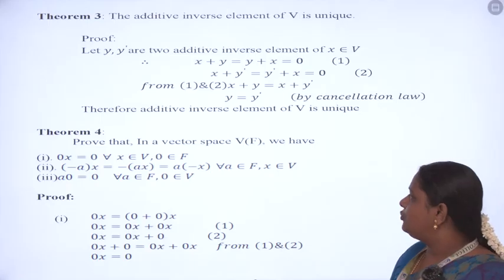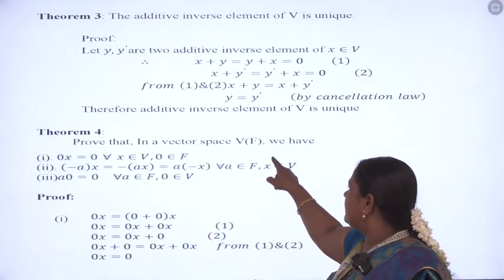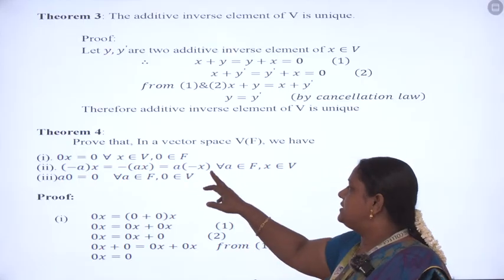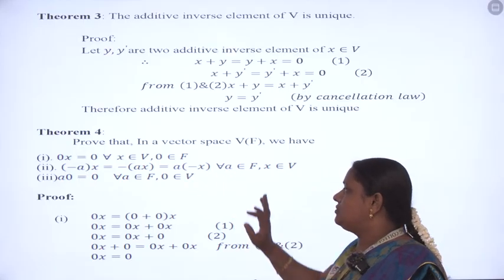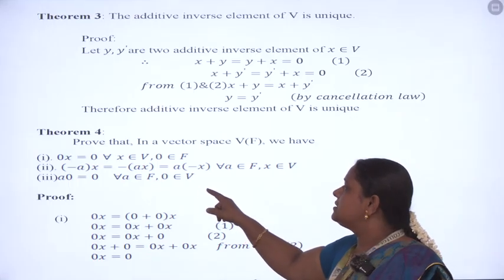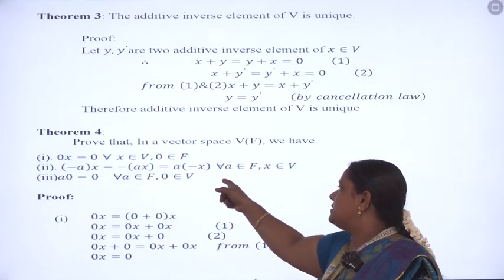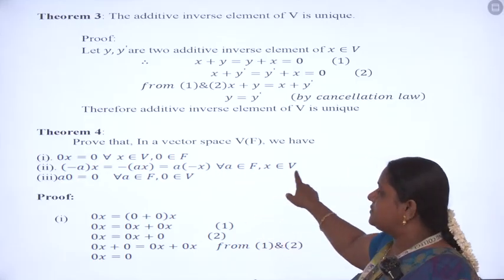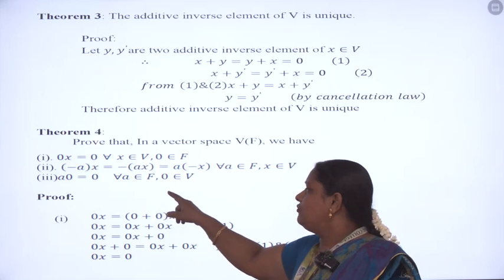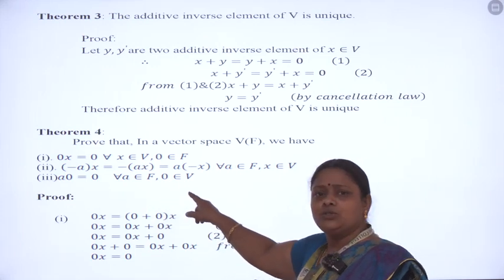Then theorem 4: prove that in a vector space V over F, we have 0 into x equal to 0 for all x belongs to V, 0 belongs to F. Second one, minus a into x is equal to minus ax equal to a into minus x for all a belongs to F, x belongs to V. Third one, a into 0 equal to 0 for all a belongs to F, 0 belongs to V.